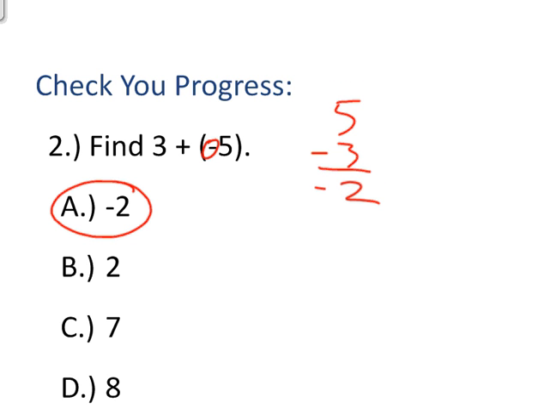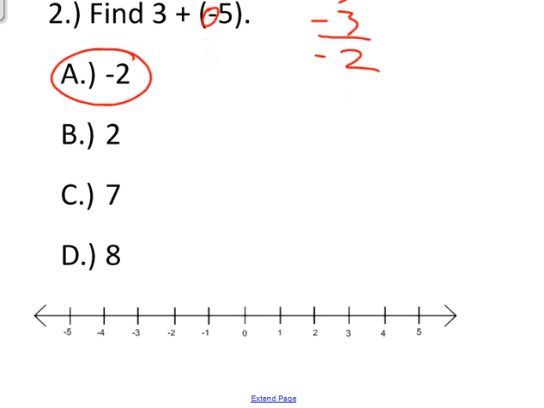I think if you do it with a number line, you'll check it out. And it does work. We move 3 units to the right because it's positive. 1, 2, 3. And then we move 5 units to the left because it's negative. 1, 2, 3, 4, and 5. And it does check out.